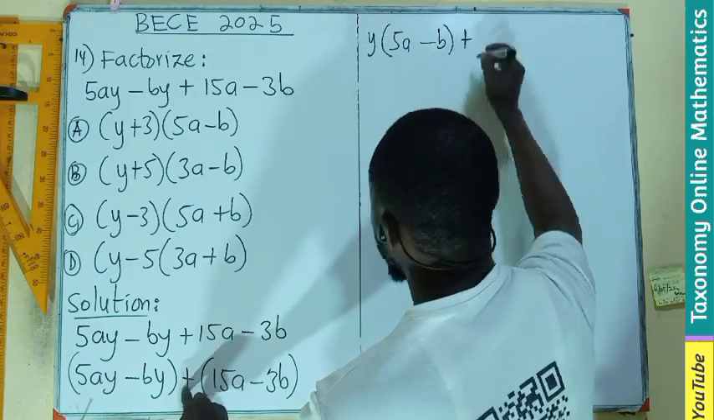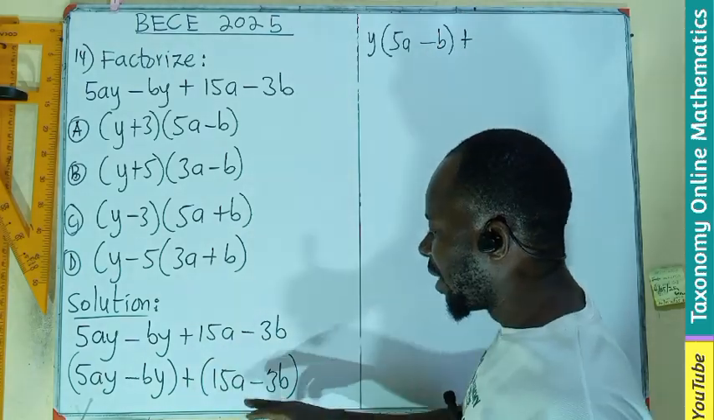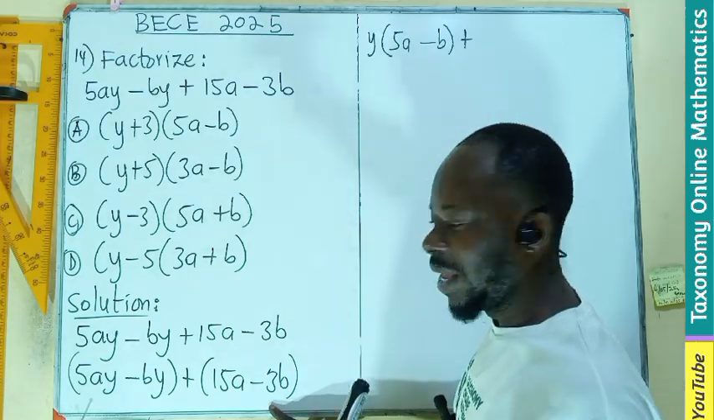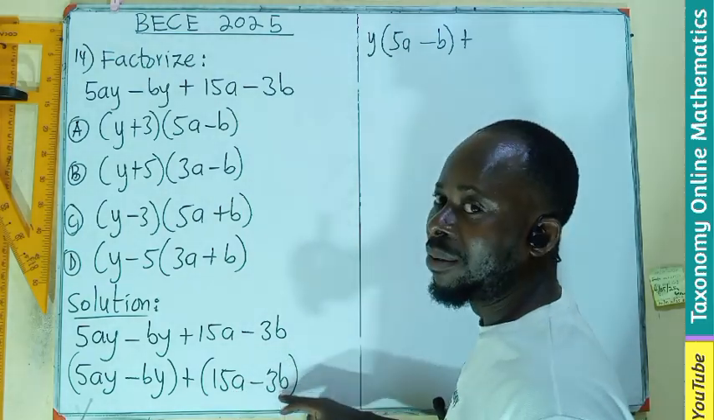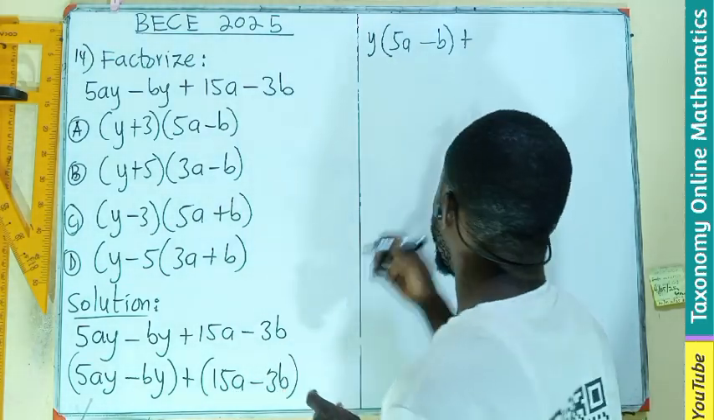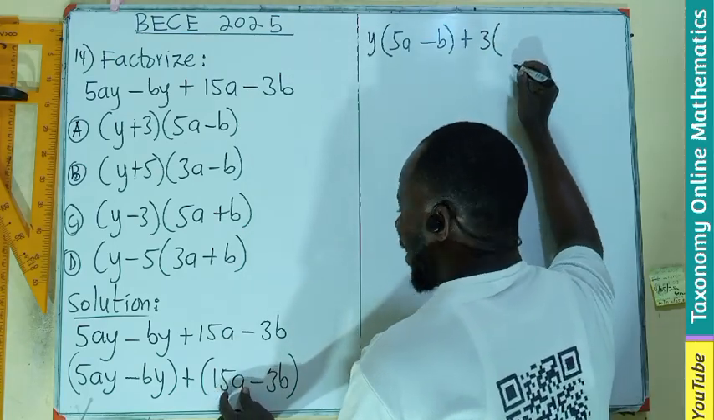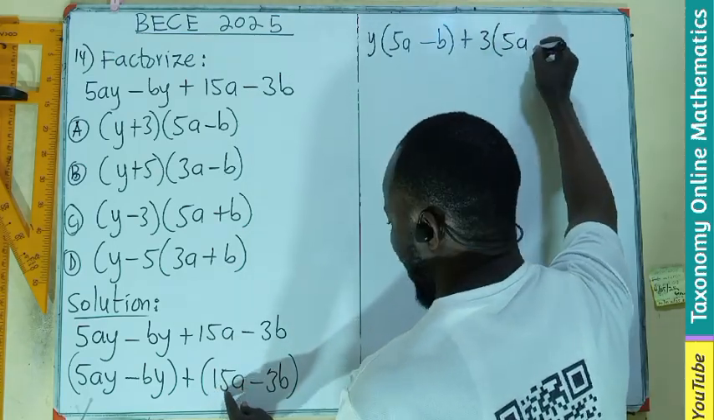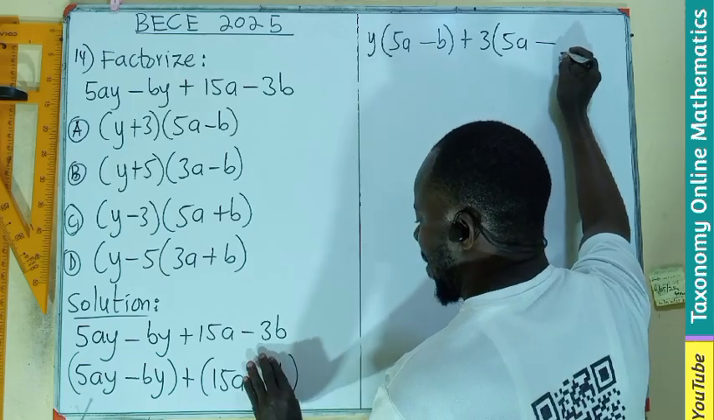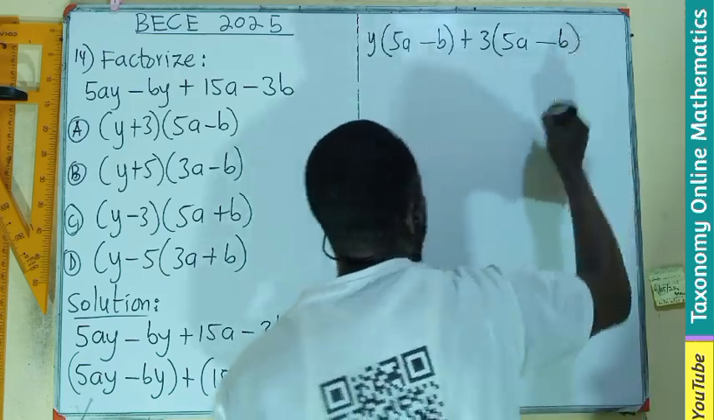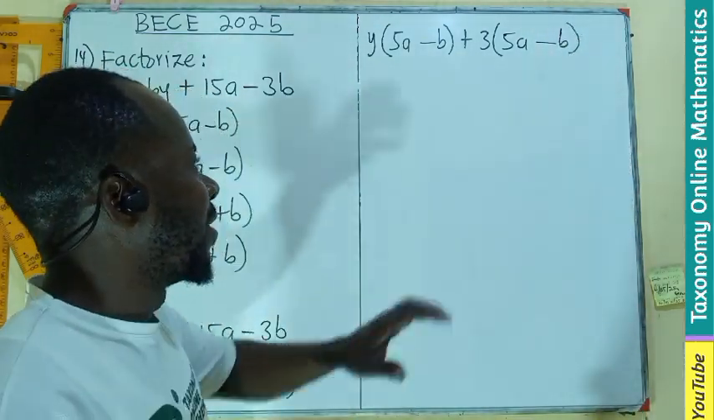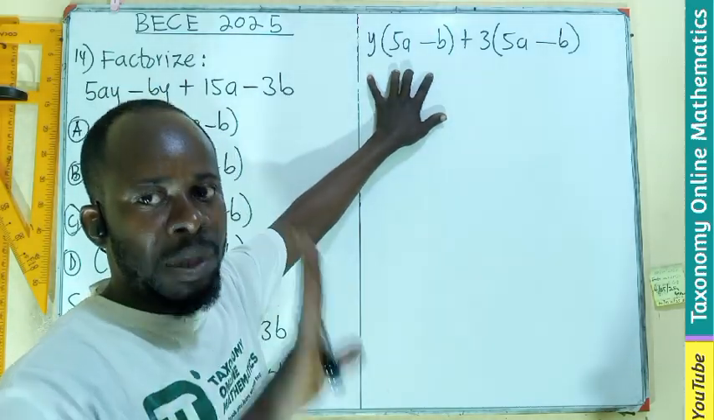Then plus will come. Common factor for 15 and 3, that will be 3. Common factor for a and b, we don't have, so we maintain 3 outside. Dividing this by 3, it will give you 5a minus, if you divide by 3, it will leave with only what? b. Now, this is one term, since they are multiplying.